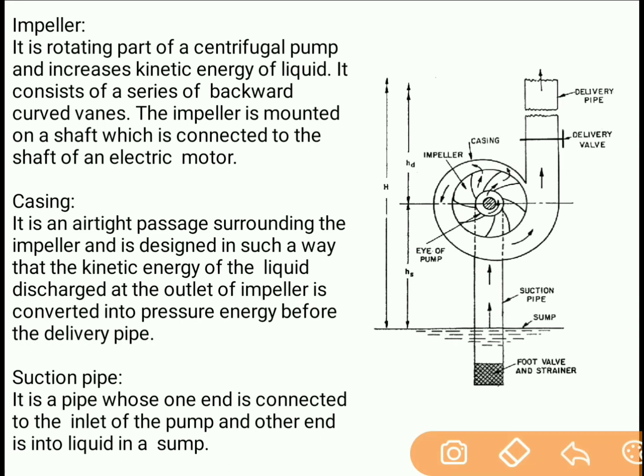In this casing, you can see that this passageway is gradually increasing. That is, the area of this passage or the gap between the impeller and the casing is gradually increasing, and as the area gradually increases, the kinetic energy of the water will get converted into pressure energy at the end of the delivery valve.